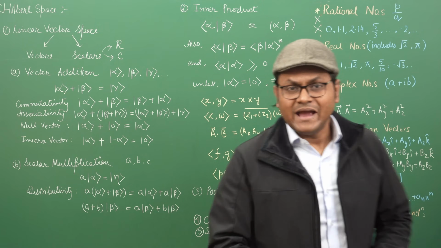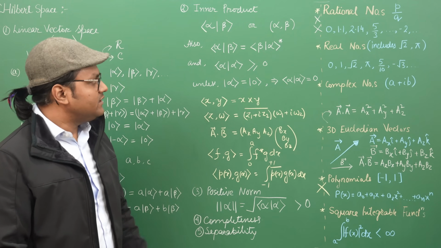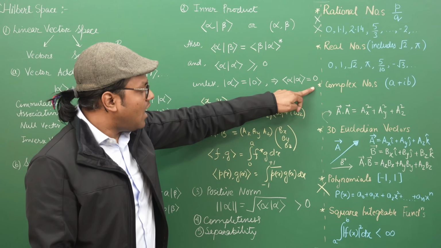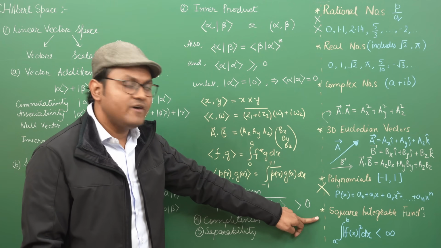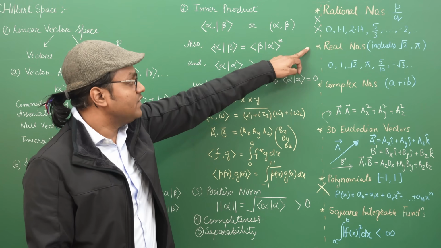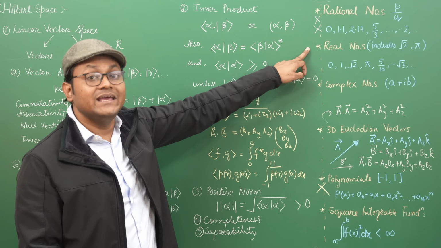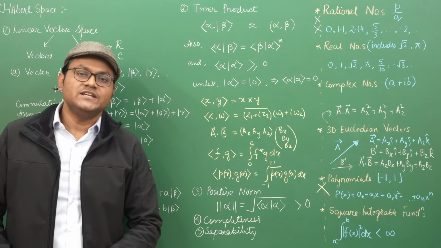Now, I hope that by now you must have understood that out of all these examples that I've taken, these are examples of Hilbert spaces. Square integrable functions, 3D Euclidean vectors, complex numbers, real numbers, they are all mathematically and technically correct examples of Hilbert spaces. So that is all for today, guys.